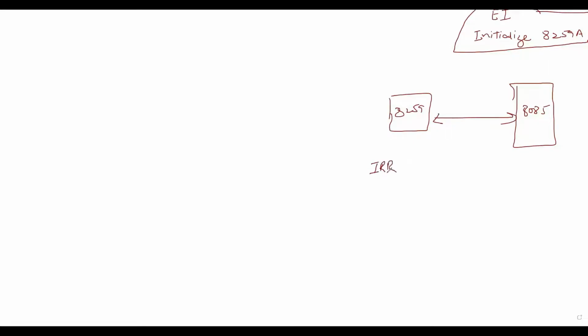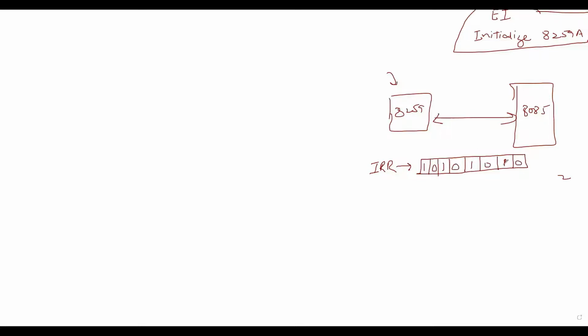IRR, the interrupt request register. What is this register doing? It is an 8-bit register. Every bit represents the status of a current interrupt. For example, if this device 8259A gets an interrupt, let's suppose interrupt 2, it will set this bit as 1. Likewise, it will set those bits as 1 for which it has received interrupts.